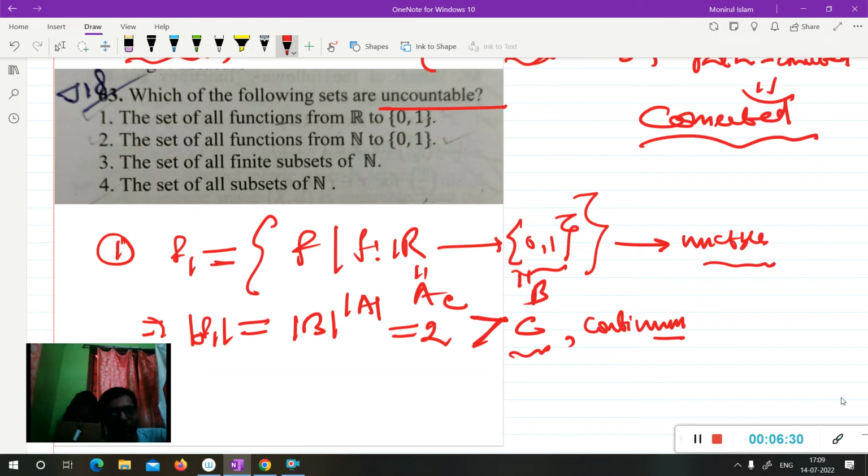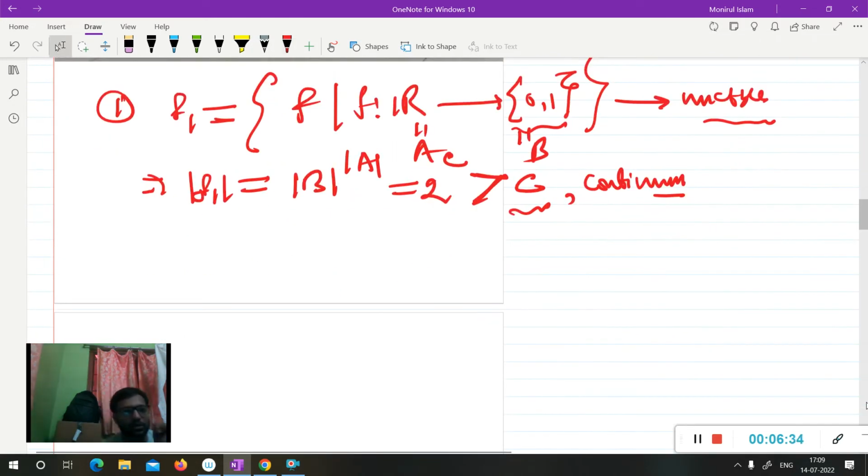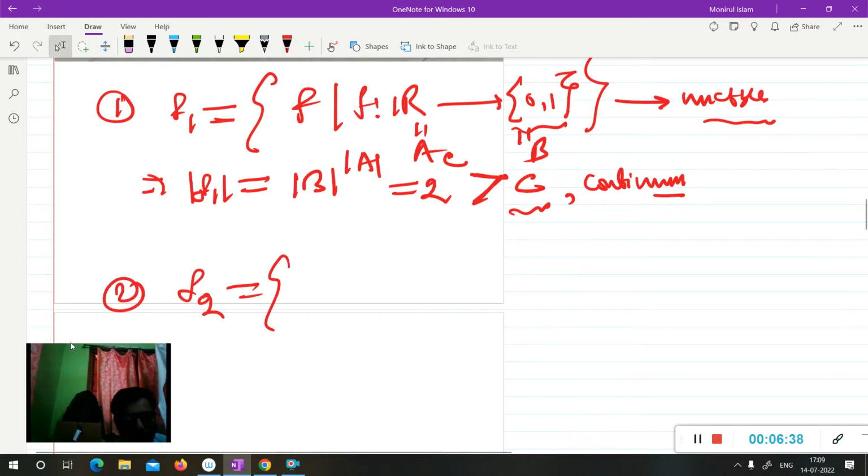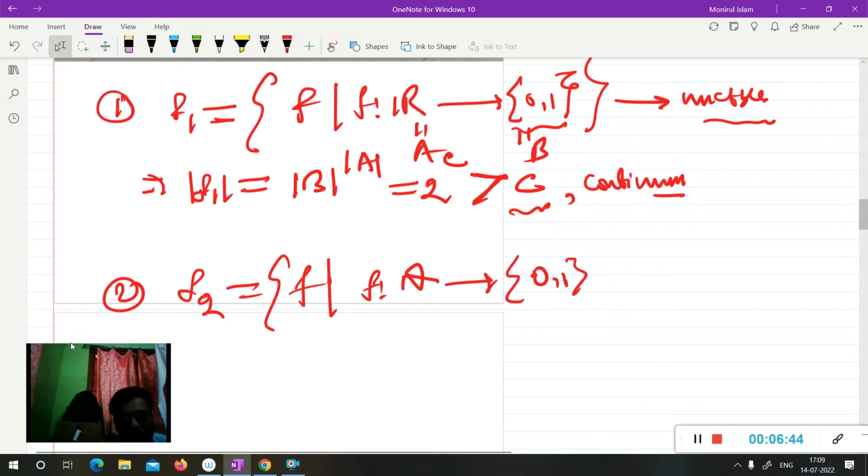So it's asking for the uncountable set, so this is correct. Now going to option 2, which is quite similar. This is the set of all functions F, where F is a mapping from the natural numbers to the set {0, 1}.